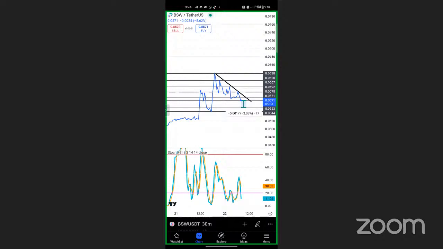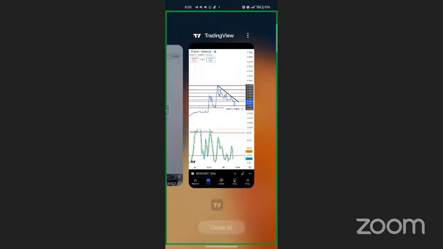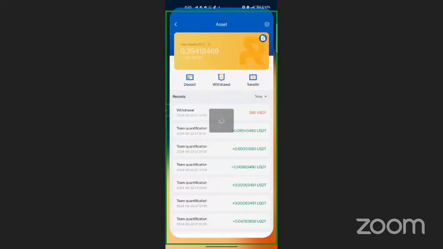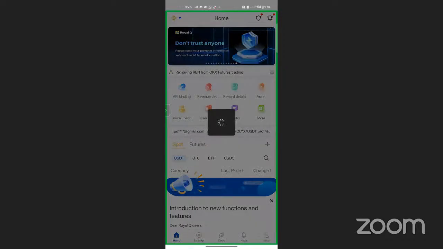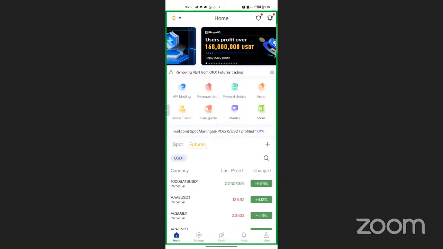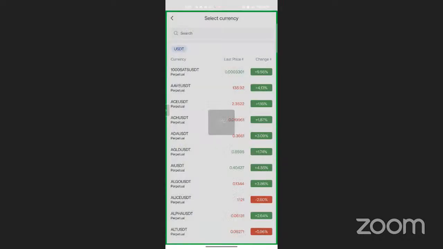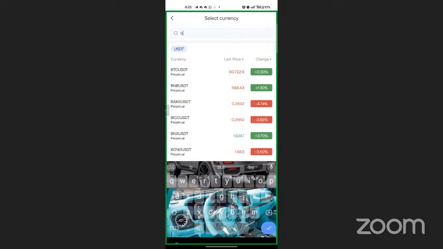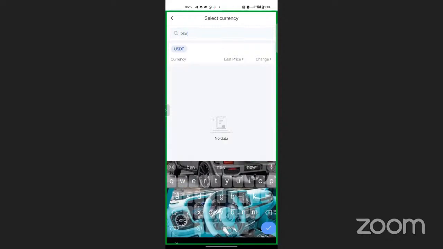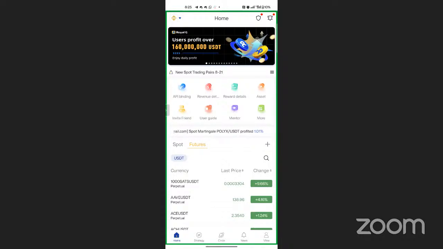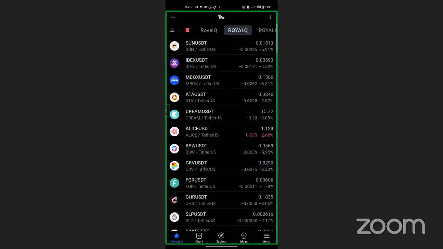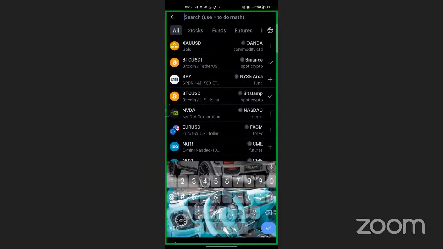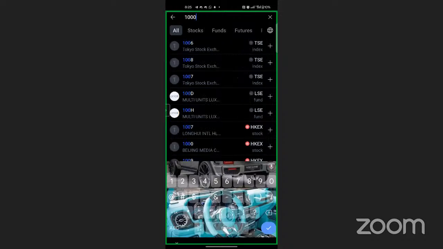So if I was using Royal Q, I just come here. Then I tap on futures. Then I'm looking for a coin called BSW. It is not listed on futures. Then I ignore. Let me now look for 1,000 sats. Then we analyze that 1,000 sats.